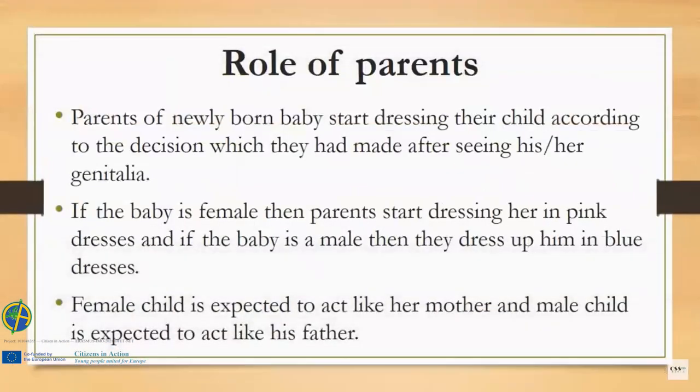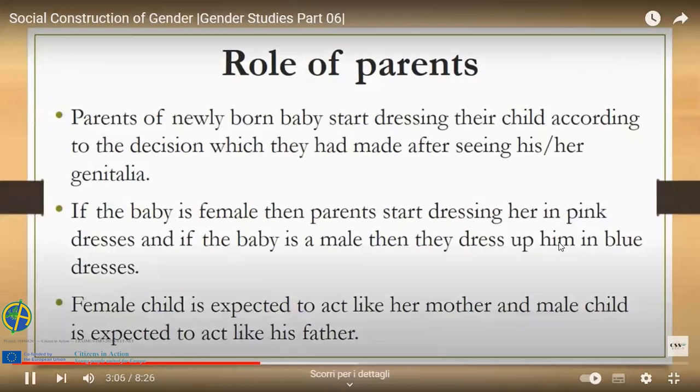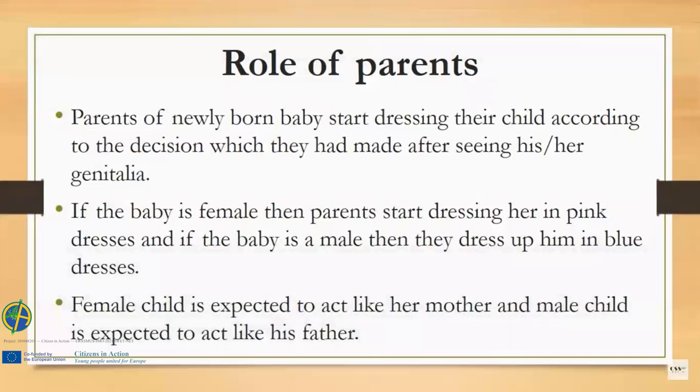Role of parents. In the next step, parents of the newborn baby start dressing their child according to the decision they made after seeing the genitalia. If the baby is female, parents start dressing her in pink dresses, and if the baby is male, they dress him in blue. There are different styles of dresses for a male child and totally different styles for a female child. If the child is female, parents keep giving her the look of a girl, and if the child is male, they give him the look of a boy. Their hairstyle, shoes, and whole get-up depend purely on whether they are male or female.